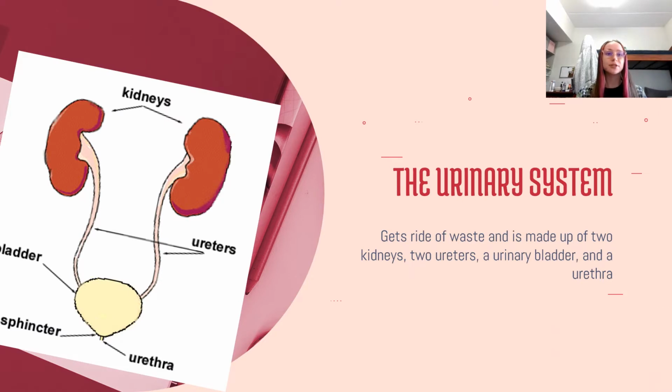The urinary system is used to get rid of waste by filtering blood. The main organs include two kidneys and one urinary bladder. These are connected by two ureters, one for each kidney, and the urethra brings the urine to the outside of the body.